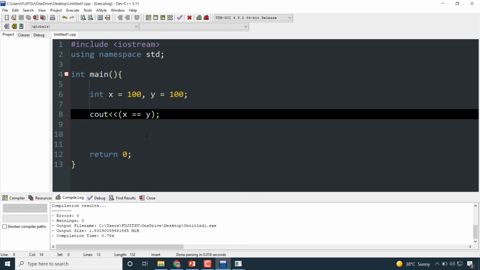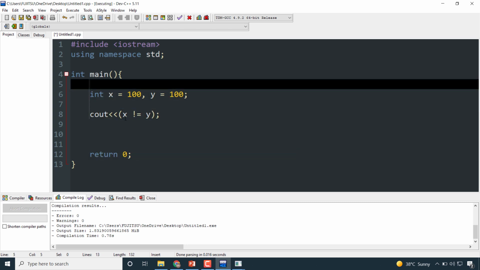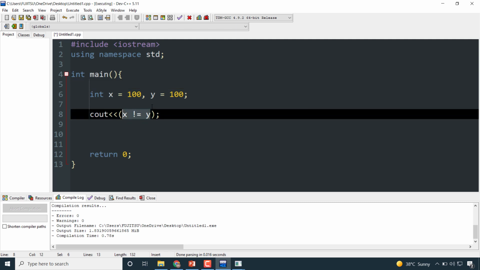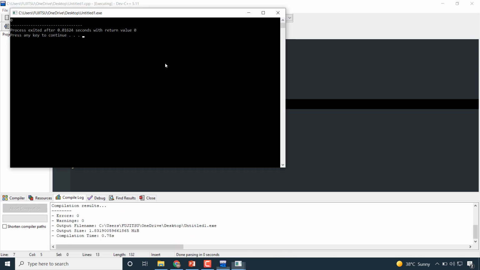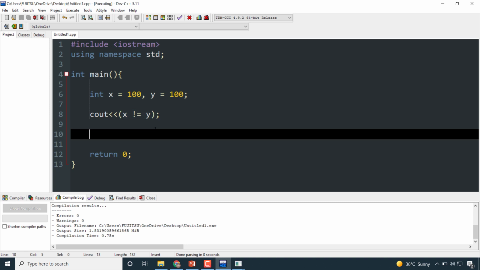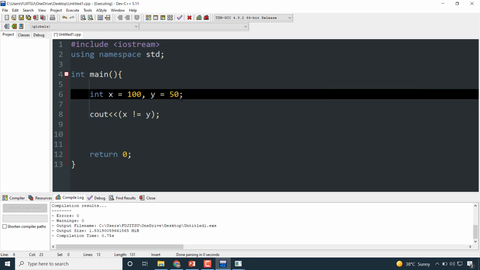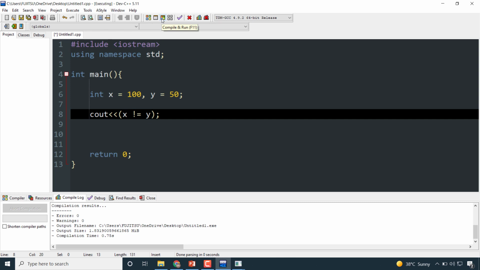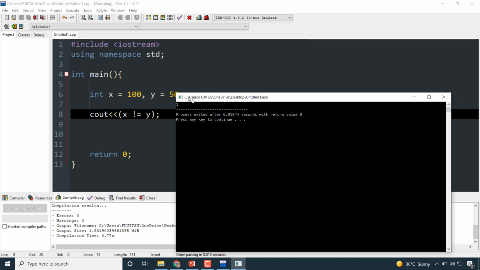And this is not equal. It will check if x is not equal to y. It is returning 0, because x is equal to y, x is 100 and y is also 100. These are equal, and it's saying if x is not equal, it will return true only if both are not equal. If I do it like this, then it will return 1, because these are not the same, so it's returning 1.